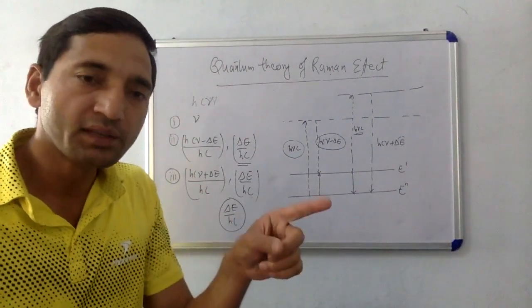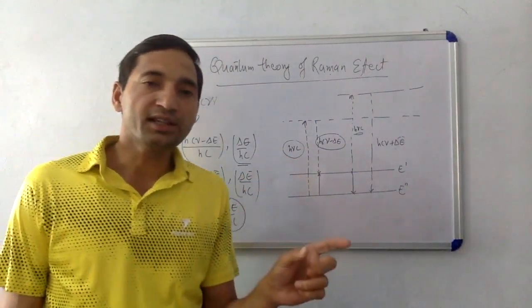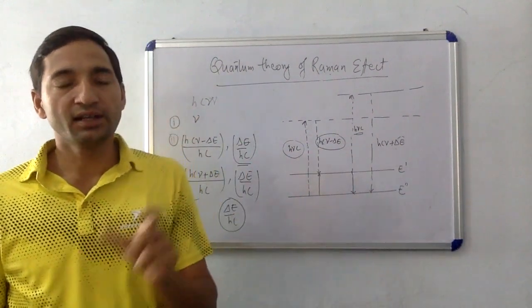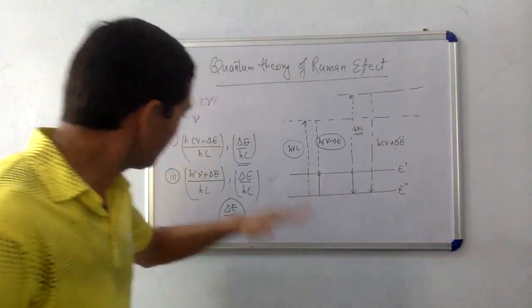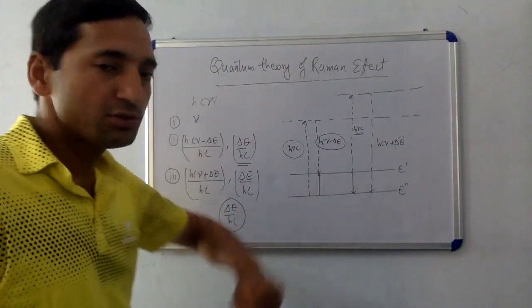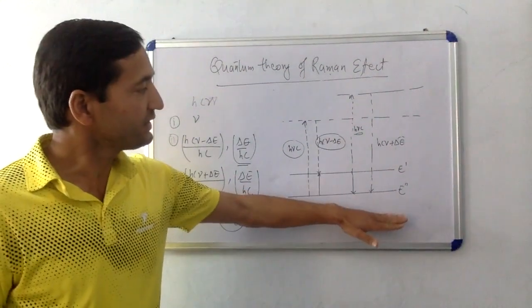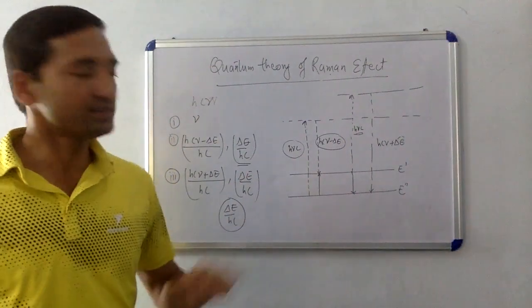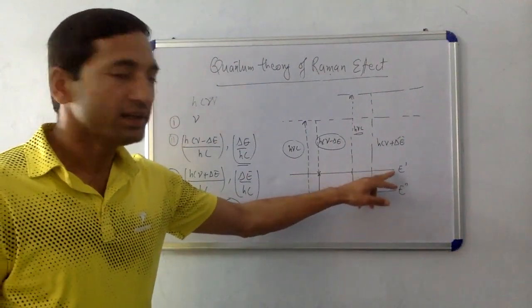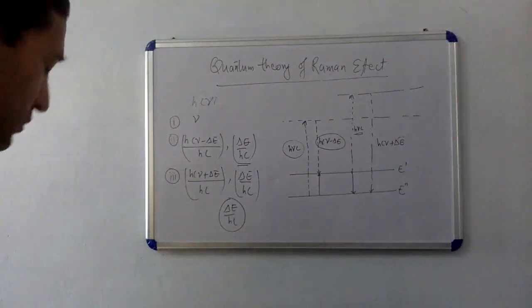If you remember, in the case of the classical explanation, the Stokes line and the anti-Stokes line must have the same intensity. But what we are actually getting is that the anti-Stokes line is weaker. The reason is that in my scatterer, generally very few of the molecules are in an excited state. This is why you are getting the weaker lines in the anti-Stokes portion.